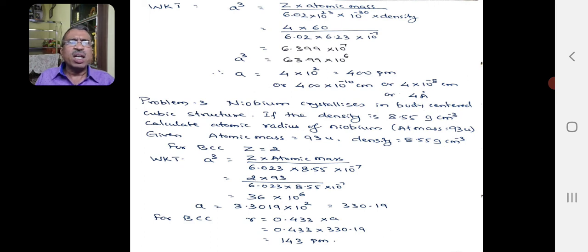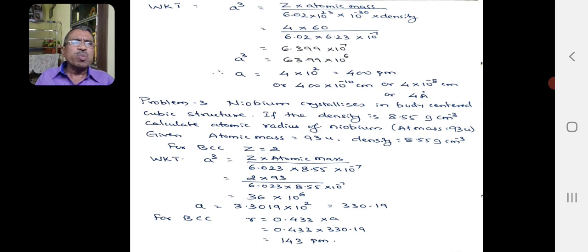For FCC, Z is 4, atomic mass is 60 divided by Avogadro number 6.02 into 10 raised to 23 into density 6.23. Here 10 raised to 23 and 10 raised to minus 30 becomes 10 raised to minus 7. If I simplify this, I get A cube is equal to 63.99 into 10 raised to 6. Therefore, A is equal to 4 into 10 raised to 2 or 400 picometer.